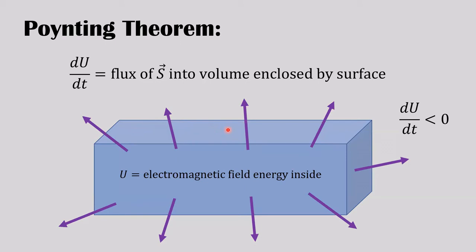On the other hand, if all the Poynting vectors everywhere on the surface pointed outward, that would indicate that energy was flowing out of the box. And so the rate of change of energy inside the box would have to be a negative number. Powerful theorem, the Poynting theorem.